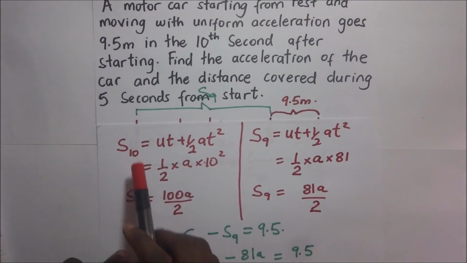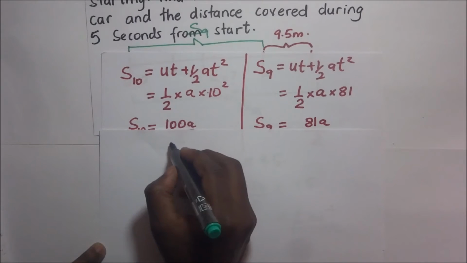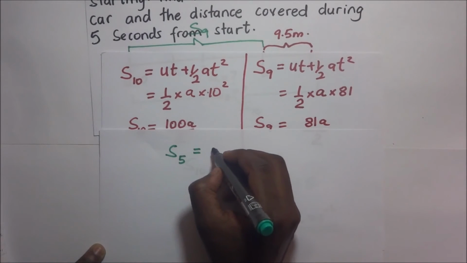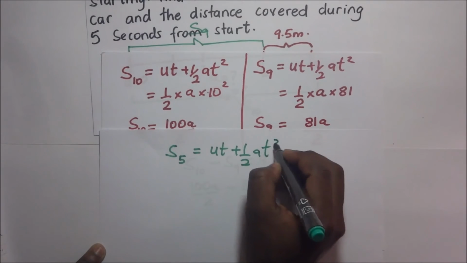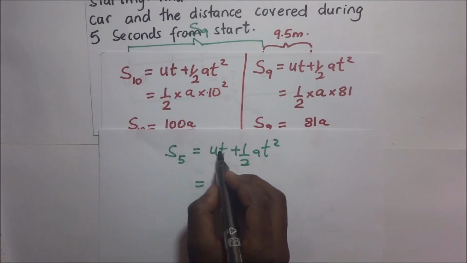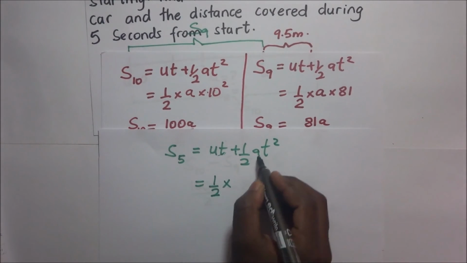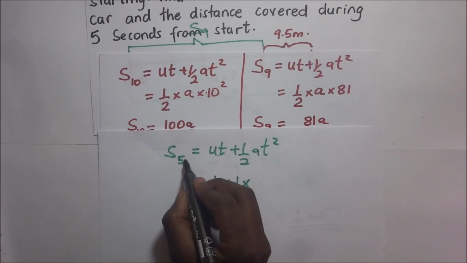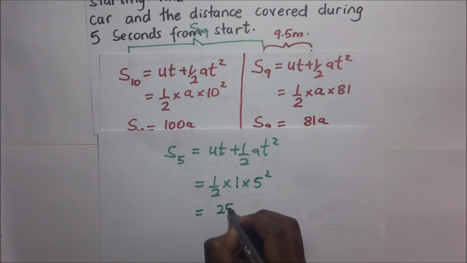So it means to get the distance covered 5 seconds from start, we shall say the distance covered during 5 seconds from start is going to be equal to ut still plus a half at squared. This is going to be initial velocity, which is still 0, times t, so this whole term is 0, plus a half times the acceleration. We got the acceleration as 1 meter per second squared, times time, which is 5 seconds, which is 5 squared. So we shall end up with 25.